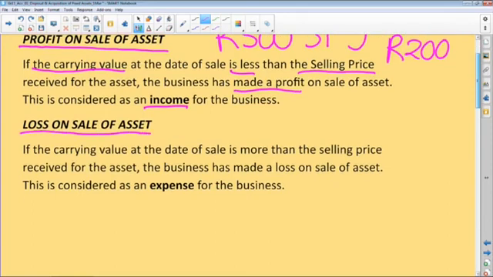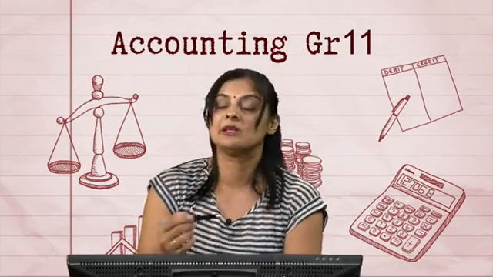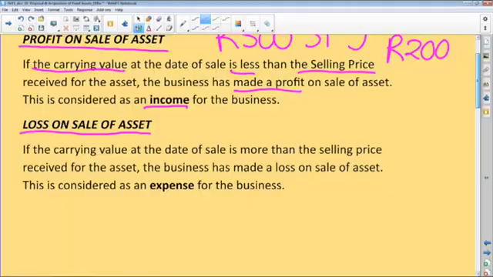Now, I'm sure if you've understood profit on sale of asset, you're probably thinking, but hang on, loss on sale of asset has to be when the opposite happens. Absolutely true. So let's go through the definition and then I'll use an example. If the carrying value at the date of sale is more than the selling price received for the asset, the business has made a loss on sale of asset. With me? This is considered an expense for the business.